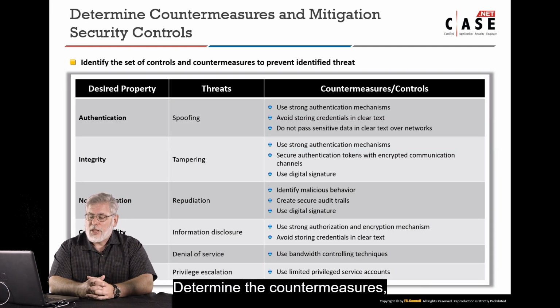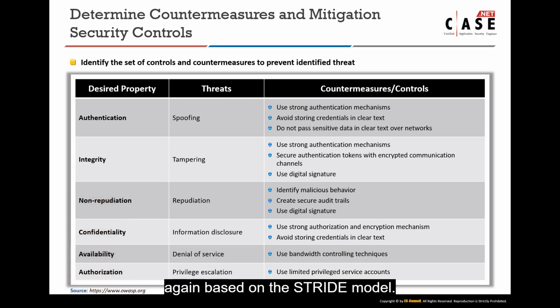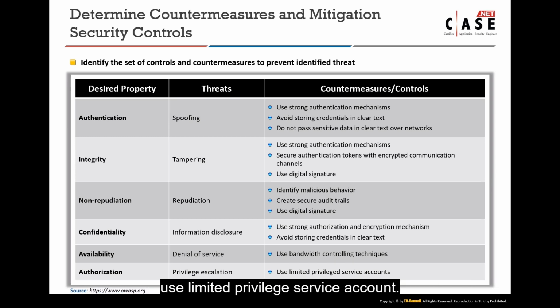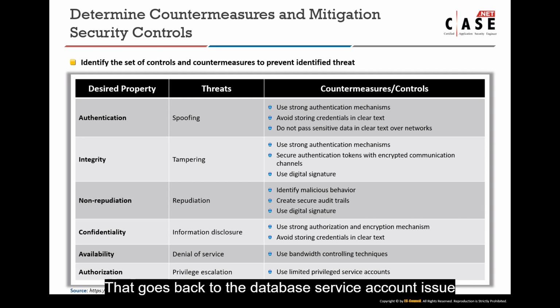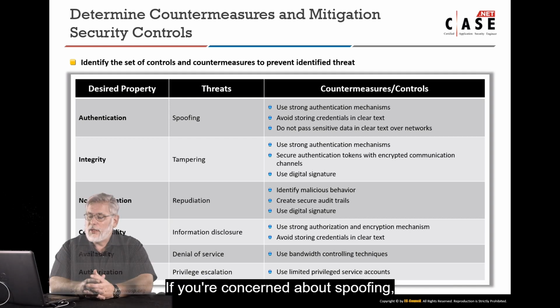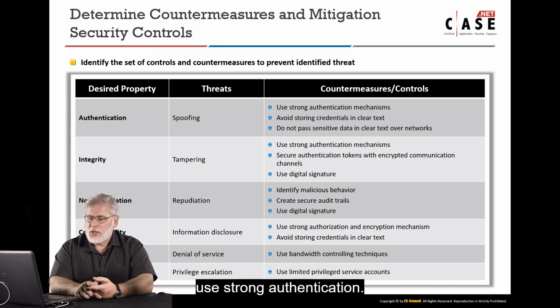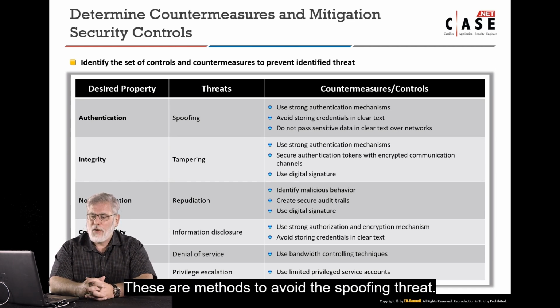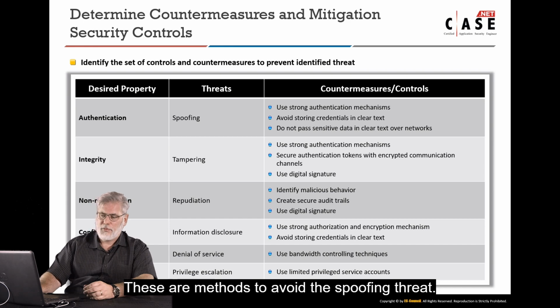Determine the countermeasures, again based on the STRIDE model. For example, if we're concerned about privilege escalation, use limited privileged service accounts. That goes back to the database service account issue I gave you earlier. If you're concerned about spoofing, use strong authentication. Don't send any credentials or store credentials in the clear. Don't pass any sensitive data in the clear. These are methods to avoid the spoofing threat.